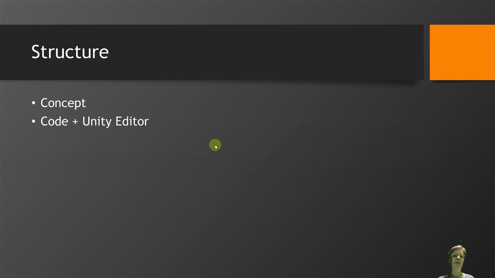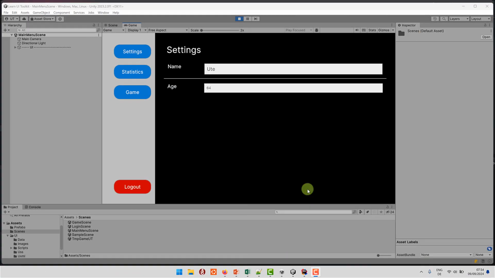So we have two things to have a closer look at: the main menu and the scriptable object. And for both parts, I present them in a way that we first have a look at the concept, and then we go into code and the Unity editor. All the code you will find in a public GitLab repository. So first, let's see what we are going to implement.